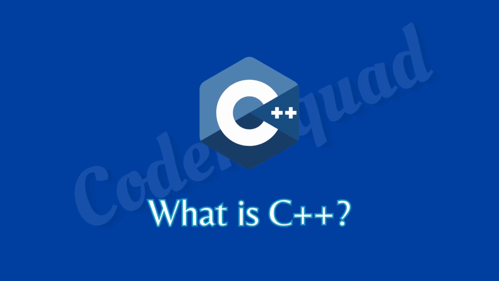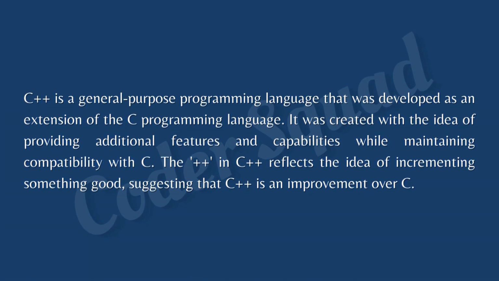C++ is a general-purpose programming language that was developed as an extension of the C programming language. It was created with the idea of providing additional features and capabilities while maintaining compatibility with C. The ++ in C++ reflects the idea of incrementing something good, suggesting that C++ is an improvement over C.